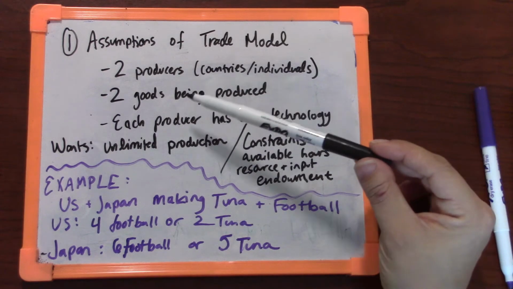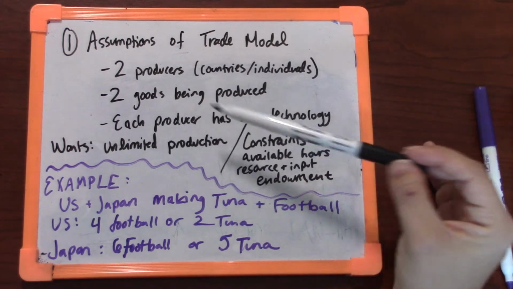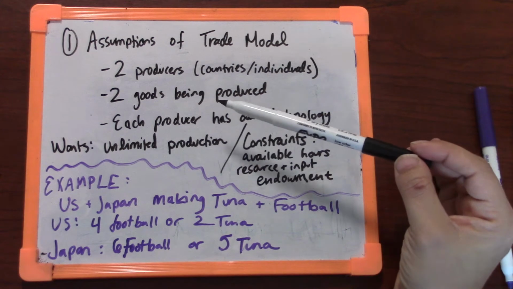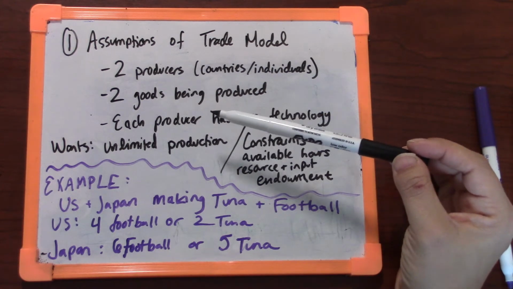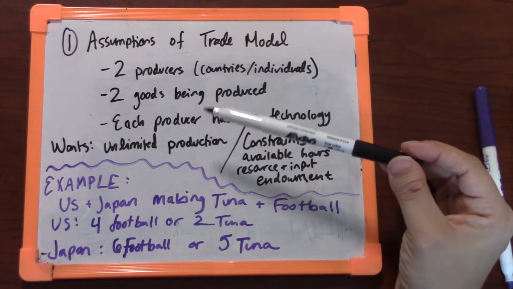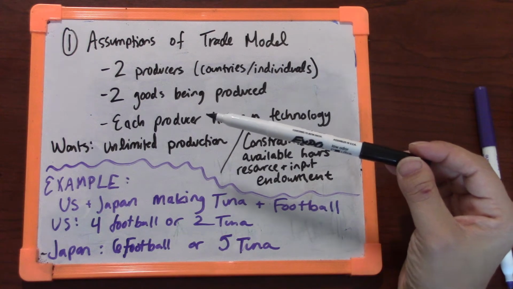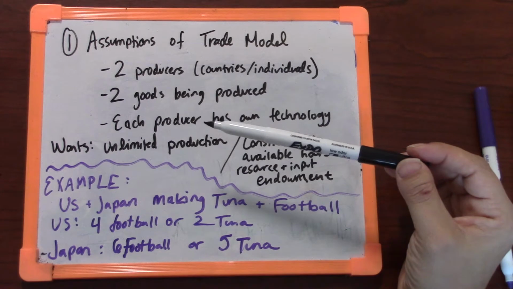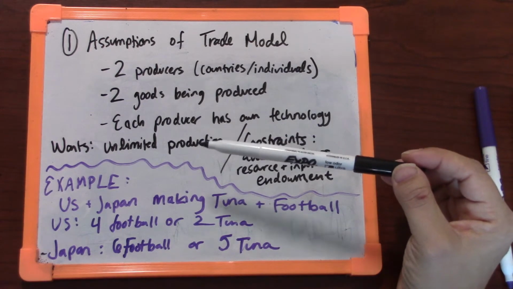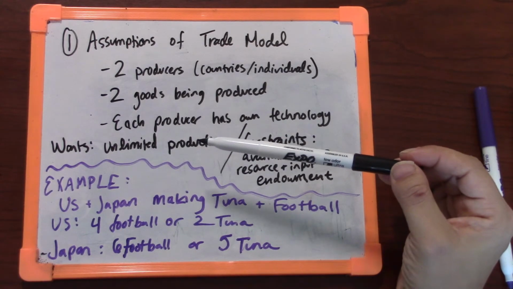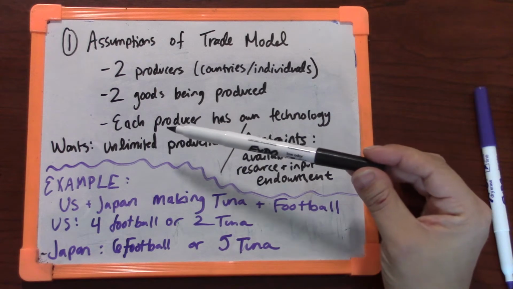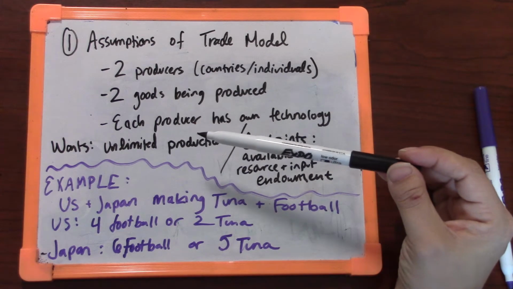And in our model, we simplify to assume there are only 2 goods being produced. So you can already see how this is a massive oversimplification of the world economy, where there are way more than 2 producers and 2 goods being produced. But as we often see, humans are great at thinking and drawing in 2 dimensions, so we tend to simplify problems down at the beginning of making a model. Important in this model, each producer has their own technology.